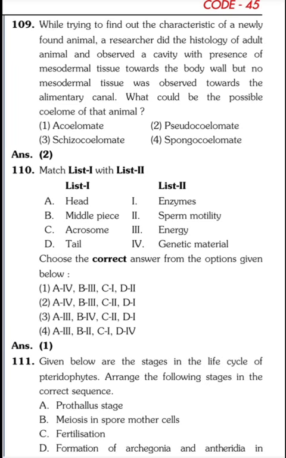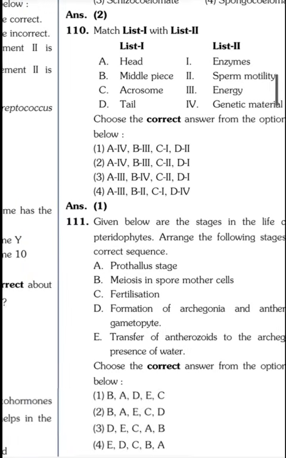Next, match the following. Head. This is in case of sperm from the reproduction chapter. Choose the correct answer from the options given below. So head, what would it be having? They have asked that genetic material. Then there is the middle piece, source of energy. Acrosome, they have enzymes for dissolving the ovum. Tail, it is used for sperm motility. All these options are seen in the first option.